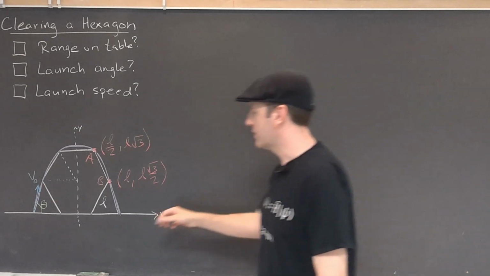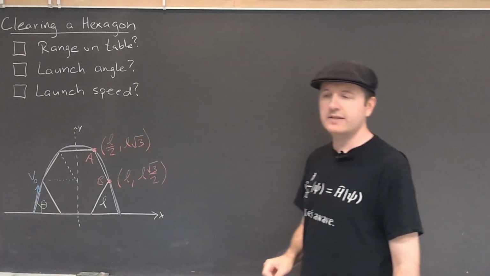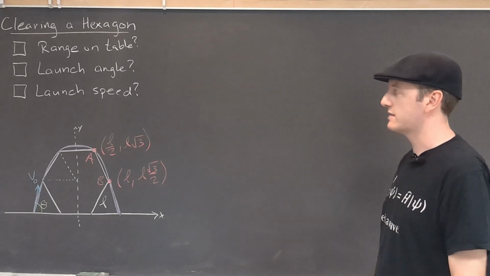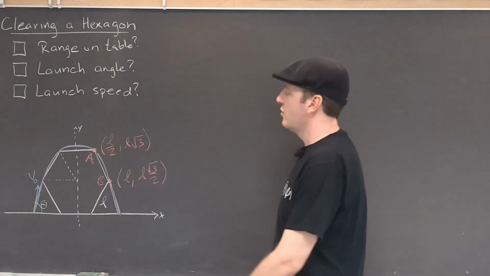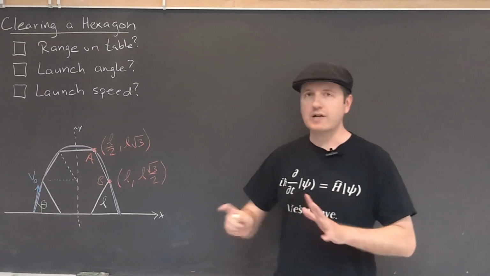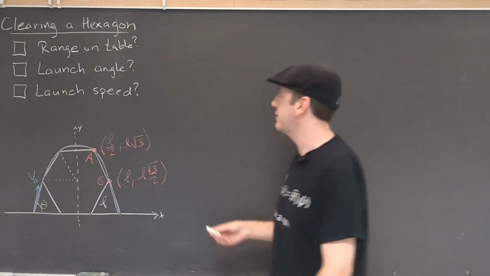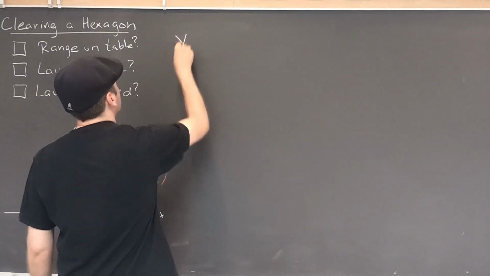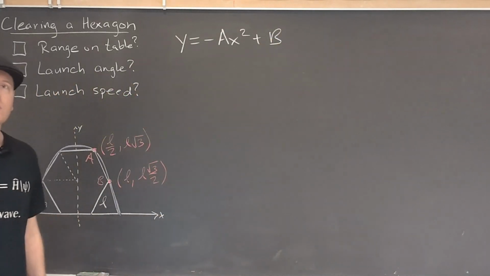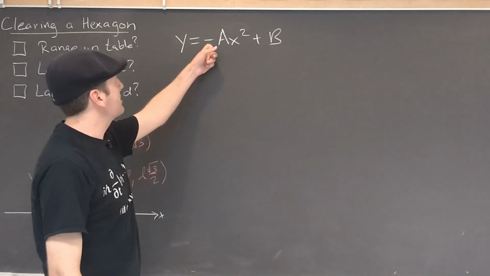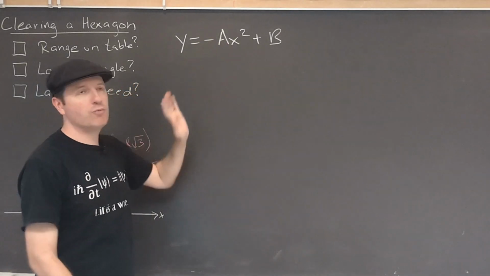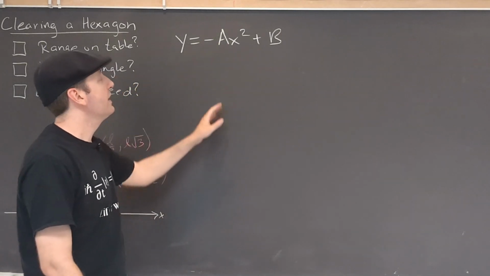Now that we know what those are, we can start filling in the details of our parabola that is enclosing this hexagon. So again, by symmetry, I'm not going to go back to the trajectory equation. Let's just do this from scratch geometrically. From symmetry, we know that our parabola is going to take this form. There'll be some downward facing parabola, so I put the negative in by hand. The A will now be a positive number.